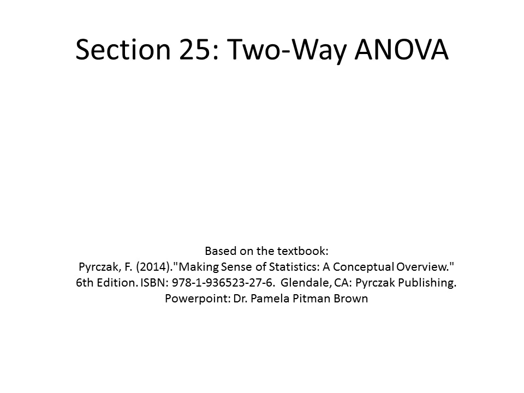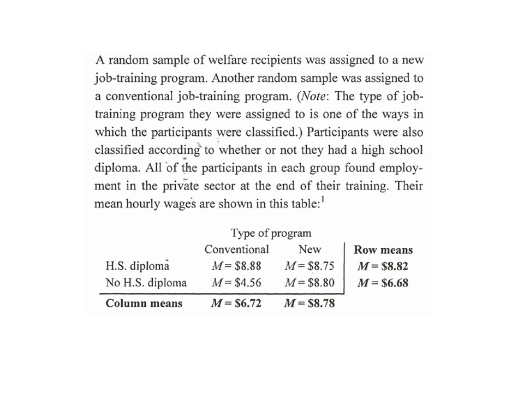This is section 25, a two-way ANOVA, based on the Making Sense of Statistics text. When we talk about a two-way ANOVA, it's also known as a two-factor ANOVA. Now, remember from the previous section, section 24, we talked about a one-way ANOVA. And an ANOVA is an analysis of variance.